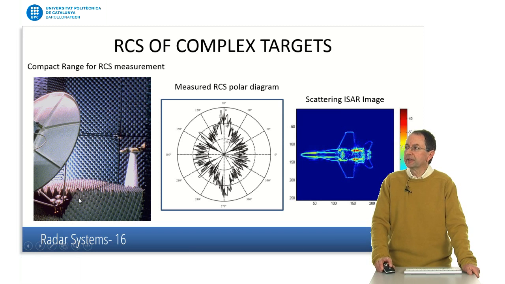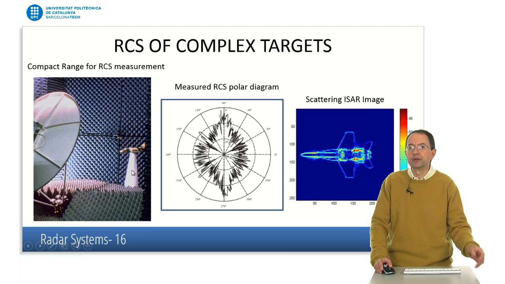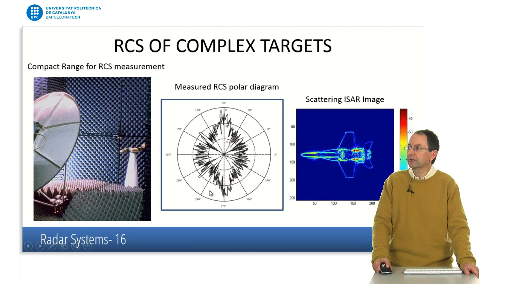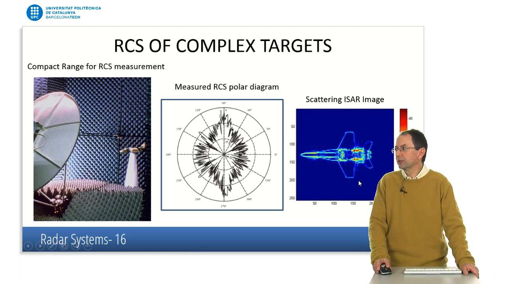We have a calibrated radar with a compact range, which provides a plane wave on the target. This is a scaled-down model of a target on top of a low reflectivity pylon. It's basically a foam which is very transparent. In this case, we rotate the target and we obtain this polar plot of the radar cross-section, for example. If we process this radar cross-section with imaging techniques, which we are going to present at the end, we can obtain high-resolution images. This is an F-18 fighter high-resolution image.